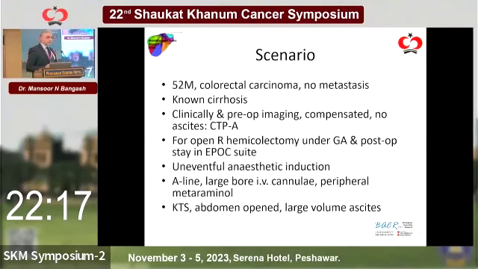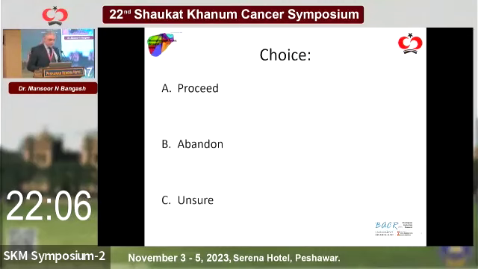But unfortunately, once knife is put to skin, they open the abdomen, and to everybody's great surprise, they find that there's large volume ascites, which wasn't there on preoperative imaging. So I'm going to give you three choices, and I'm not trying to catch anybody out here because this is a real scenario. It happened in my hospital, and the decision of the surgeons and the anesthetist was to proceed. But out of you, just show of hands, who would proceed under these circumstances?